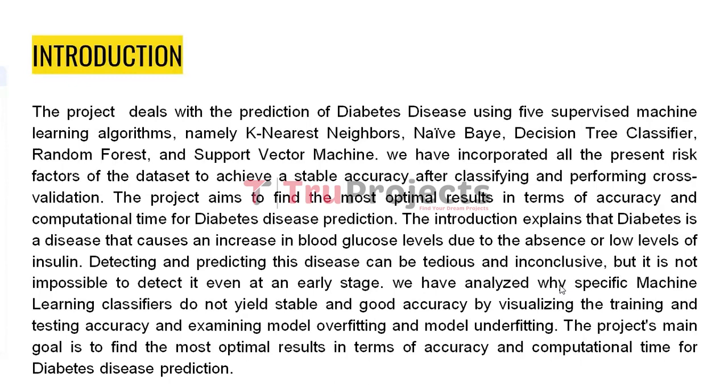The introduction discusses diabetes as a condition that leads to elevated blood glucose levels due to insufficient or low levels of insulin. Detecting and predicting this disease can be challenging, but not impossible, even at an early stage. The researchers have analyzed why certain machine learning classifiers do not provide consistent and accurate results. They visualize the training and testing accuracy and examine potential issues like model overfitting and underfitting.